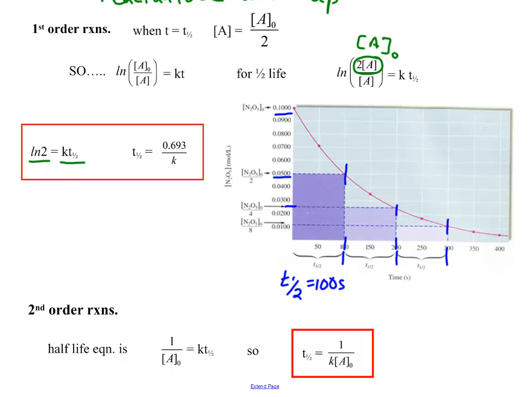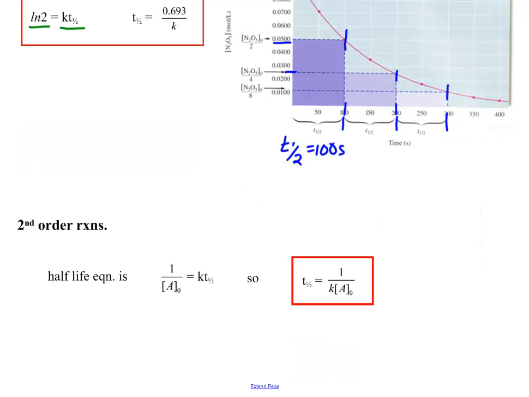Second order reactions have a little bit different equation. Again, we take our integrated rate law, which is 1 over the concentration equals kt plus 1 over the initial concentration. So if I do the same kind of manipulation, what I'll get for this half-life equation is t1/2 equals 1 over k times the initial concentration. So in this case, again, it's based on k, but it's also based on the initial concentration. So the first order half-life equation and second order half-life equation are not the same. They are two different things.